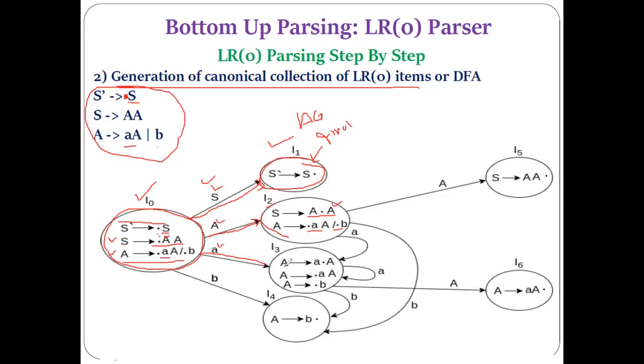We move to the next state. When you are moving to the next state, you have to perform the goto operation by moving the dot from the left of a particular symbol to the right. So here we move the dot from the left of a particular symbol to the right. So here you will get the next production: A derives A dot A.